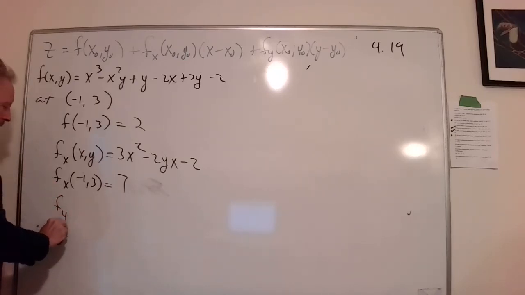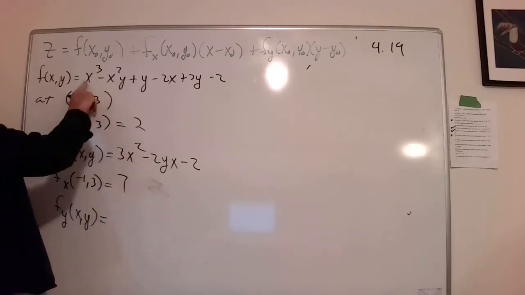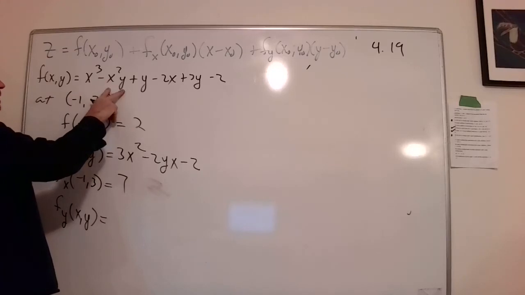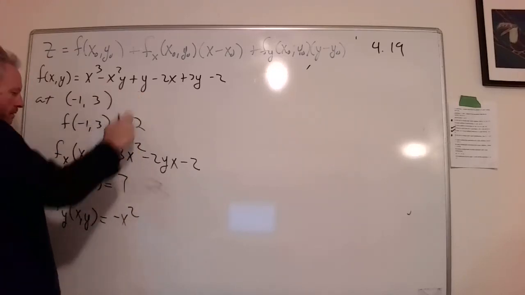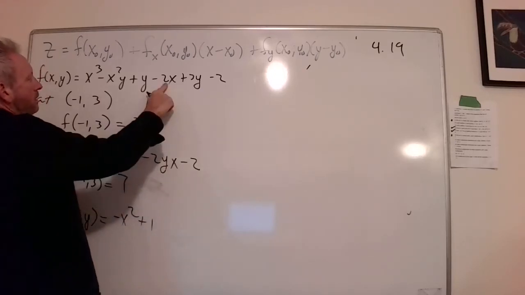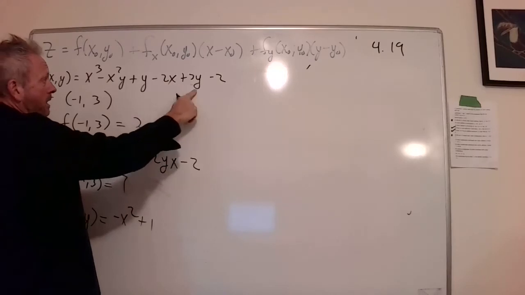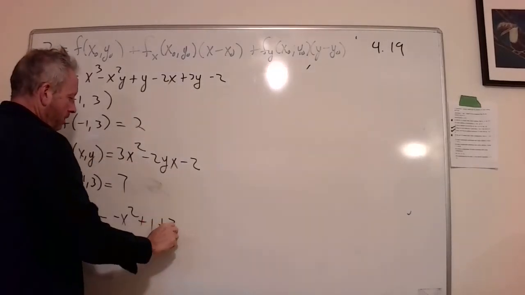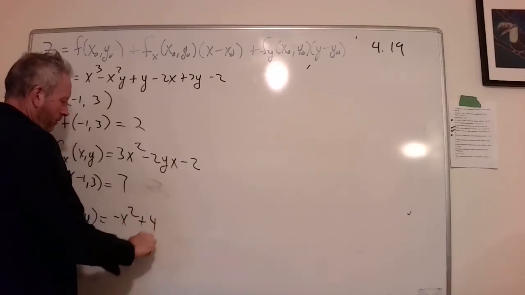Let's find the derivative with respect to y of this function. With respect to y, that's a constant. The derivative of a constant is 0. The derivative here is minus x squared. The derivative here is 1. The derivative of this is 0 because we're taking the derivative with respect to y. Here's plus 3. And then there, that's 0. So we can add those 2 together, plus 4.